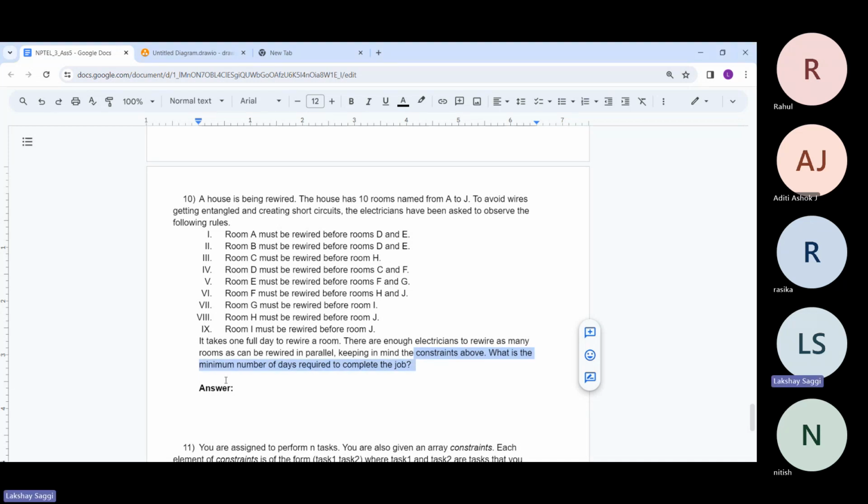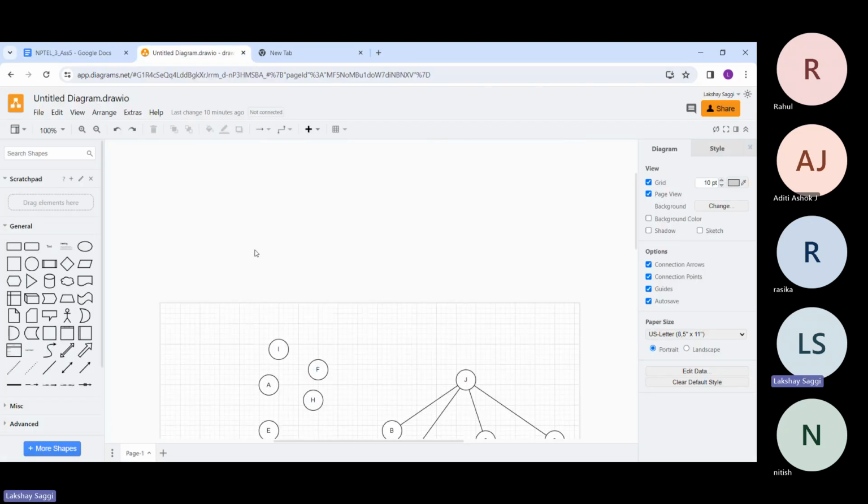So actually, I'll just tell you guys the idea behind this problem. The idea is that we can represent these constraints as a directed graph. And in that directed graph, we can try to find the shortest path or something like this. So maybe I should try to tell you guys about this.